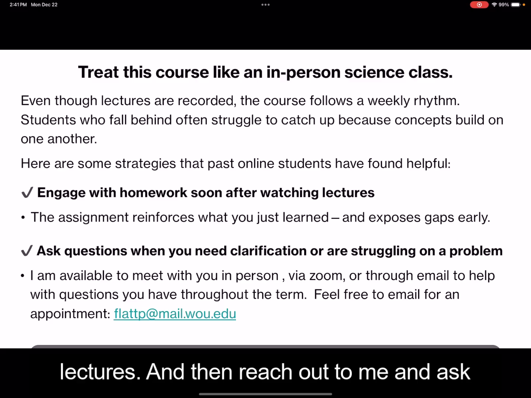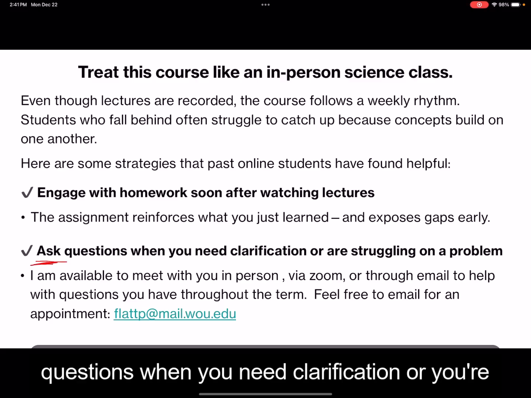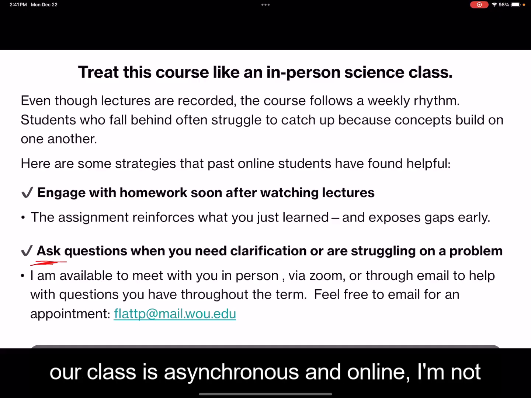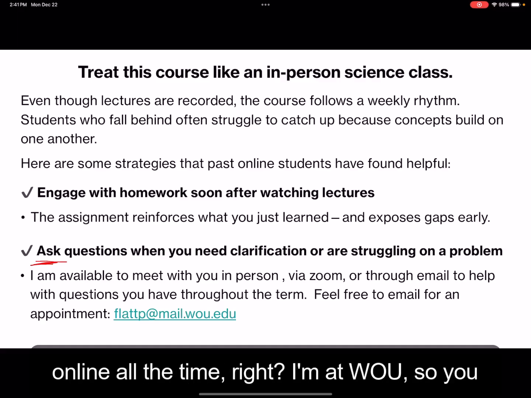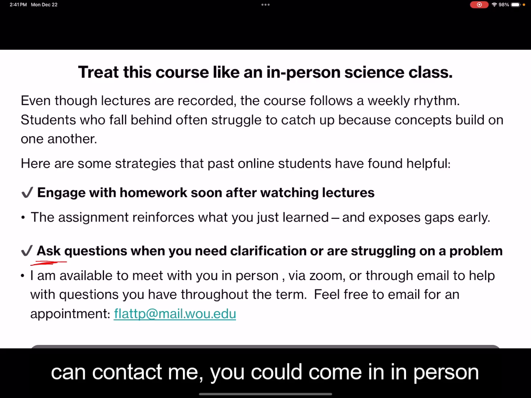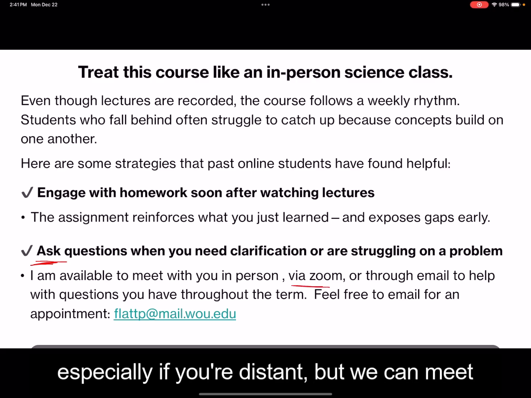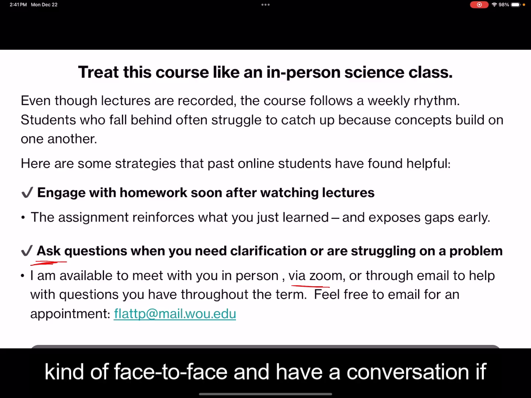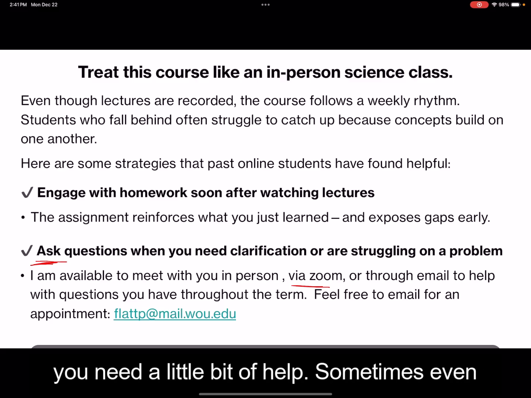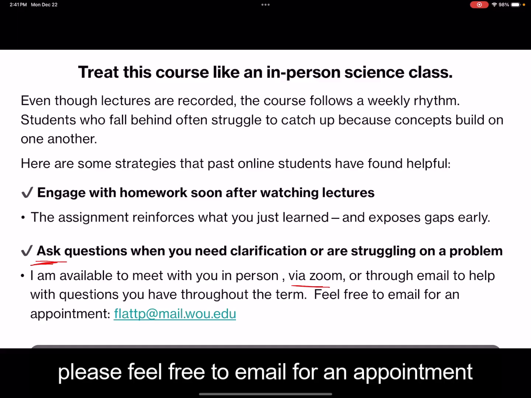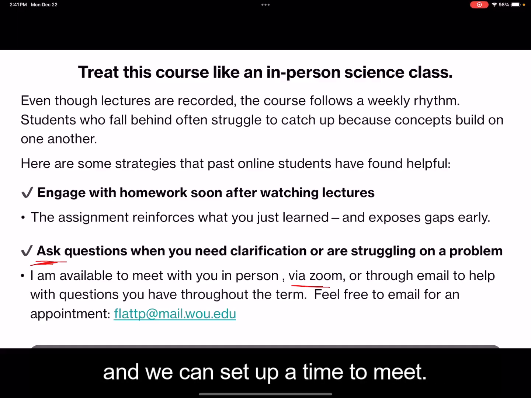And then reach out to me and ask questions when you need clarification or you're struggling on a problem, right? Even though our class is asynchronous and online, I'm not online all the time, right? I'm at WU, so you can contact me. You could come in person and talk to me, or we can meet on Zoom, especially if you're distant, but we can meet kind of face to face and have a conversation if you need a little bit of help. Sometimes even just 5 minutes will help clarify a situation. So please feel free to email for an appointment and we can set up a time to meet.